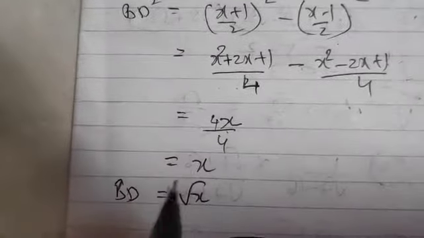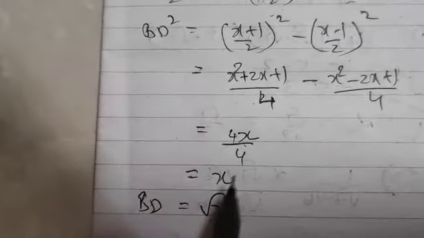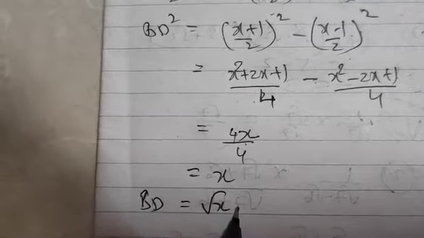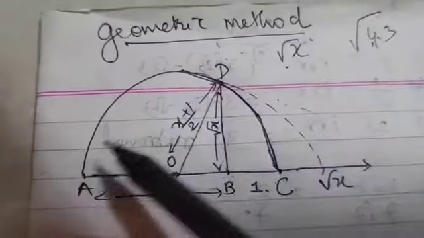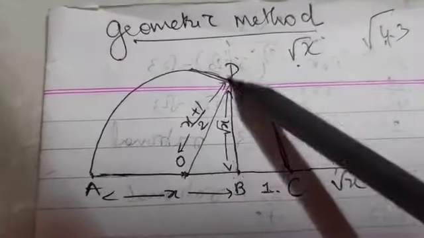So 4x upon 4 means x. So BD square is x, so BD will be root of x. Which means this value which you have marked over here, this value BD is actually root of x.